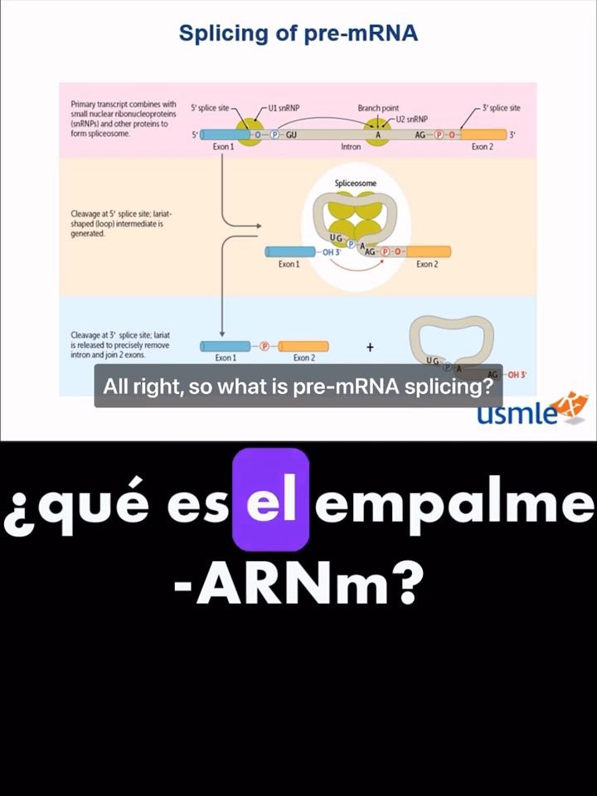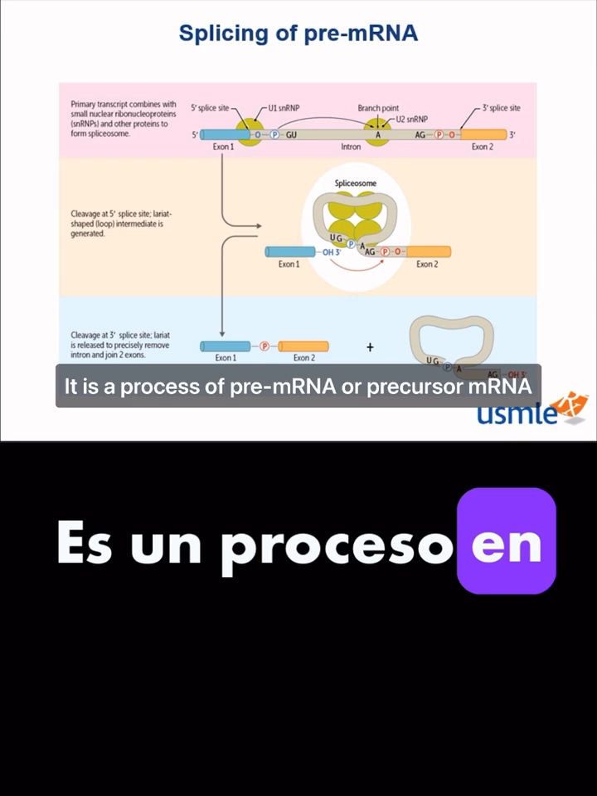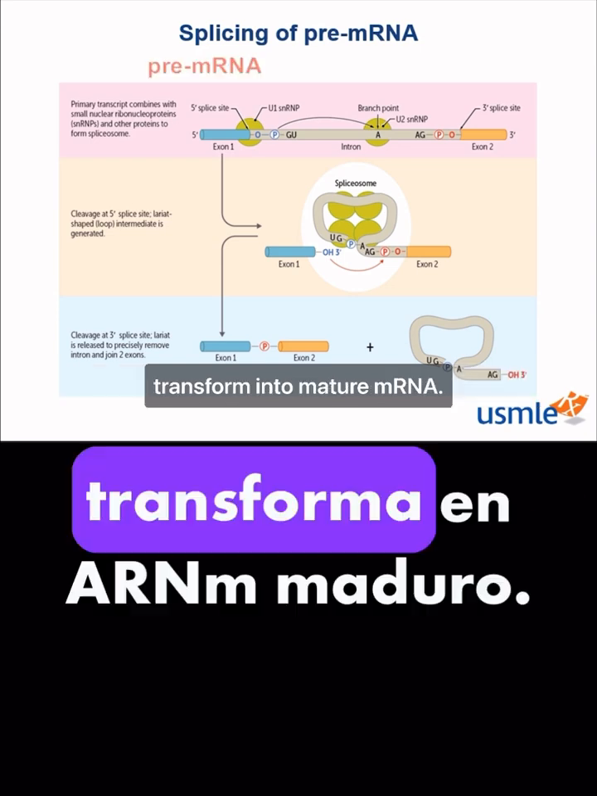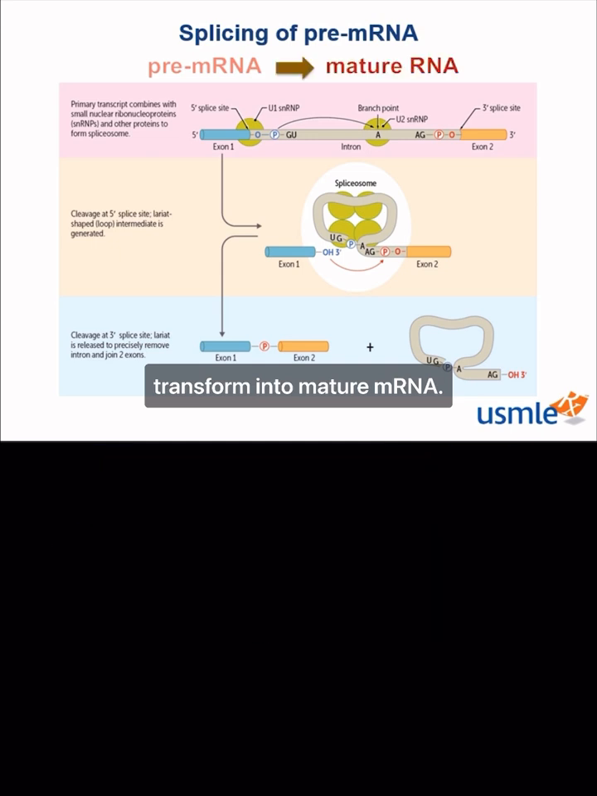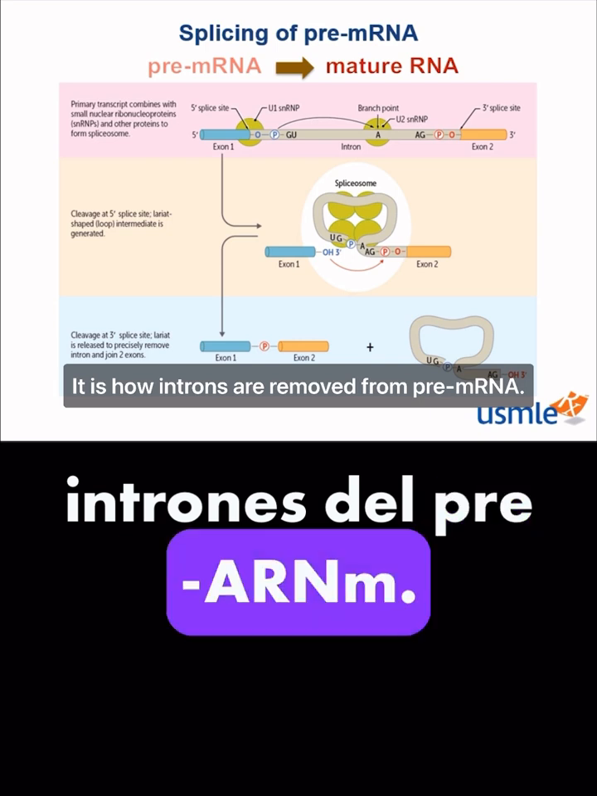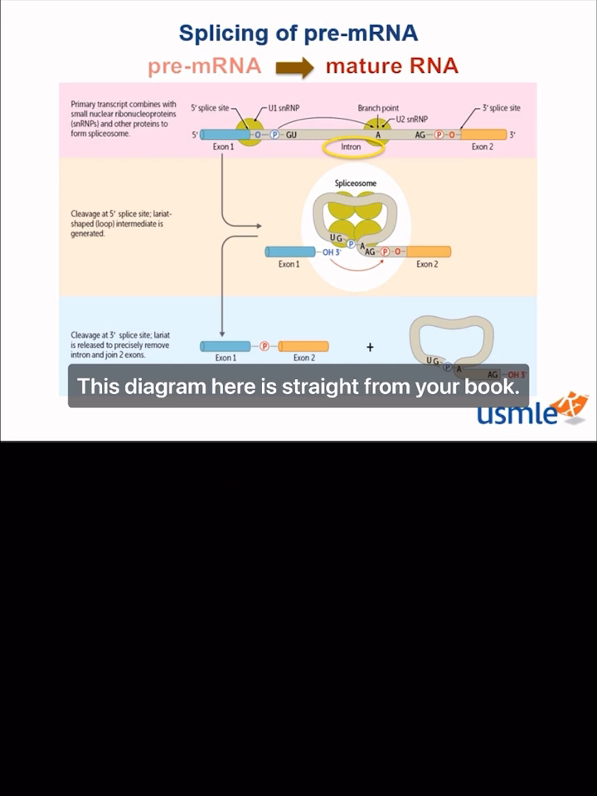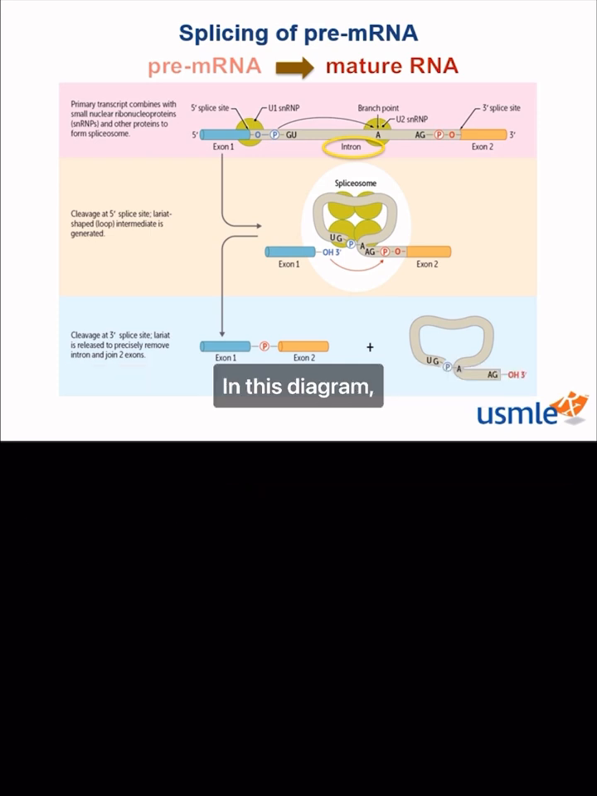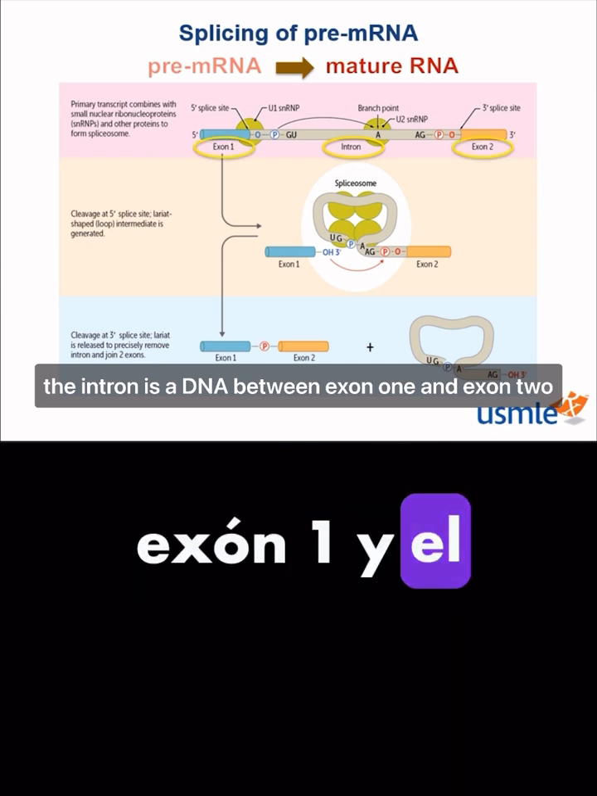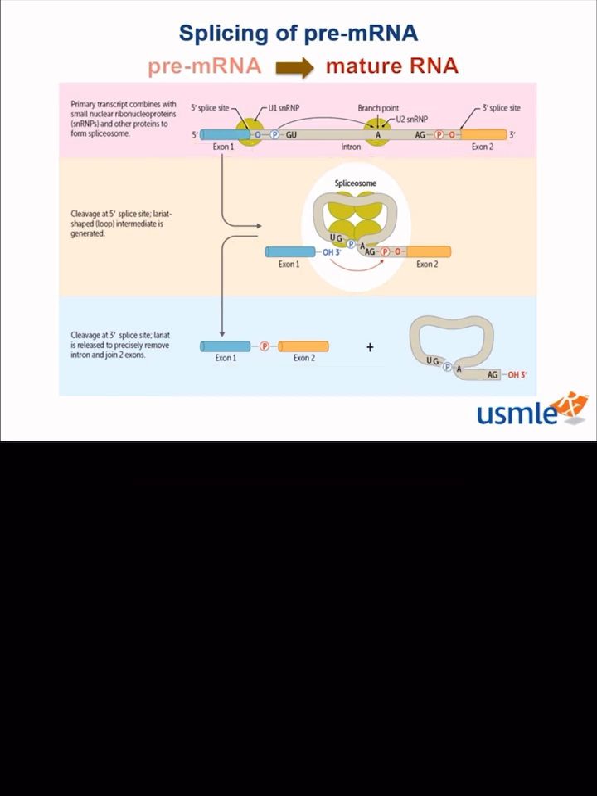Alright, so what is pre-mRNA splicing? It is a process of pre-mRNA, or precursor mRNA, transforming into mature mRNA. It is how introns are removed from pre-mRNA. This diagram here is straight from your book. In this diagram, the intron is a DNA between exon 1 and exon 2 and includes a few key nucleotides.